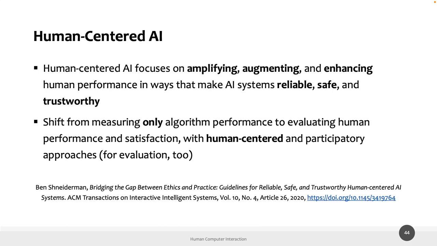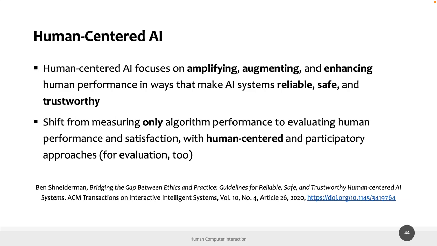So we have this mixed goal. We would like to augment people so that our goal is not automating, but we also want the AI system that we are using to amplify, augment, or enhance performance to be reliable, safe, and trustworthy. It cannot be anything less than reliable, safe, and trustworthy.